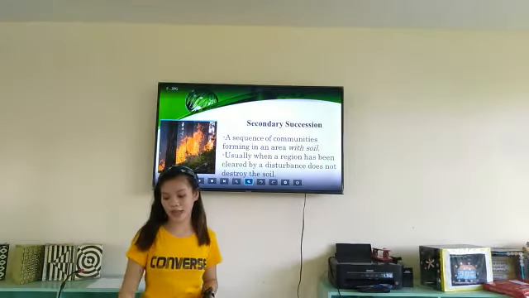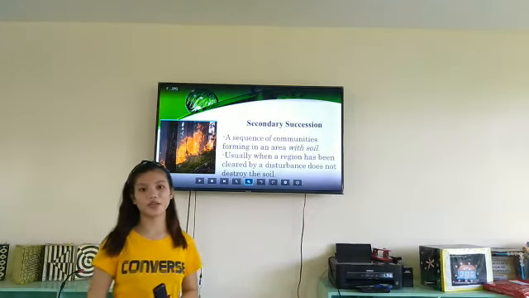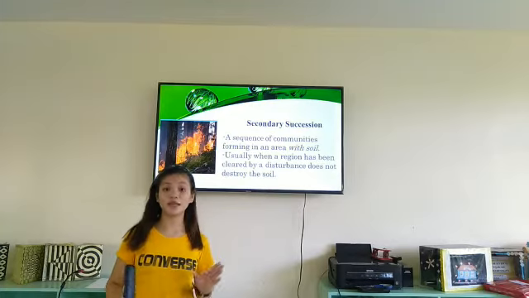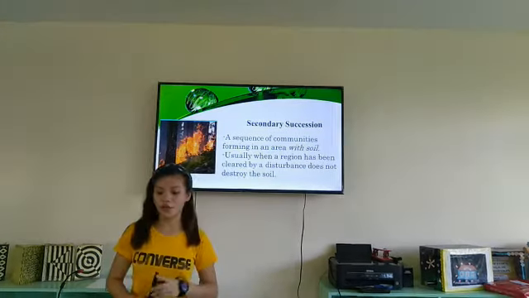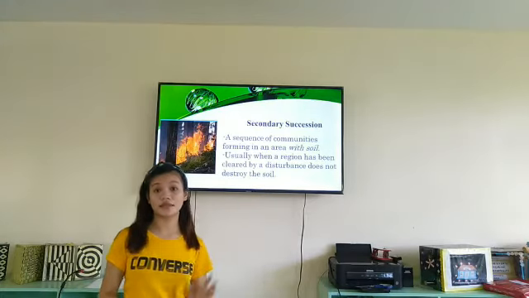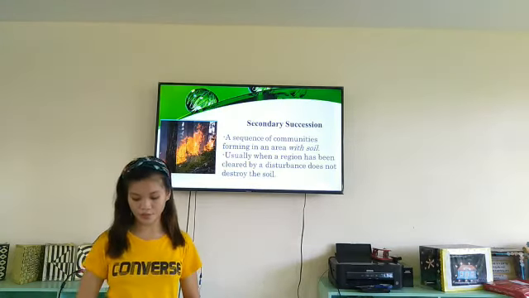The next type of ecological succession is secondary succession. When we say secondary succession, it is a sequence of communities forming in an area with soil. Usually when a region has been cleared by a disturbance that does not destroy the soil.